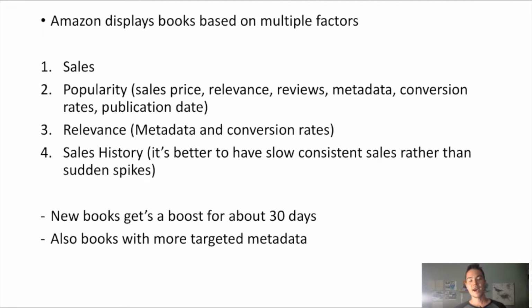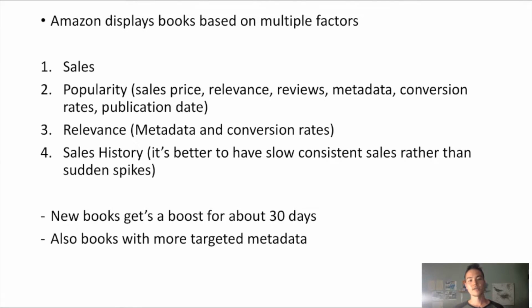So first, Amazon displays books based on multiple triggers or multiple factors. The first one obviously is sales, right? How many sales the book has, because the more sales the book makes, the more money it is making for Amazon. So obviously Amazon wants to show that book higher in the search results as well. But it's not just about that. The second factor is popularity. So the sales price, obviously, if it's higher, Amazon will make more money per sale. So that comes into consideration as well.